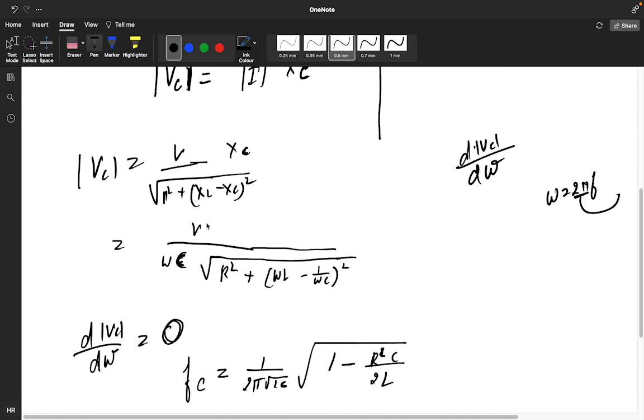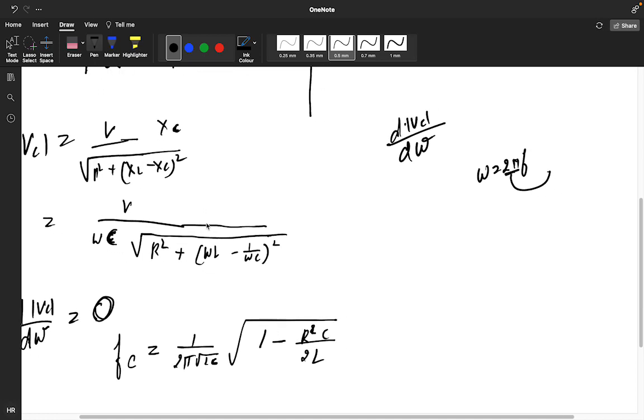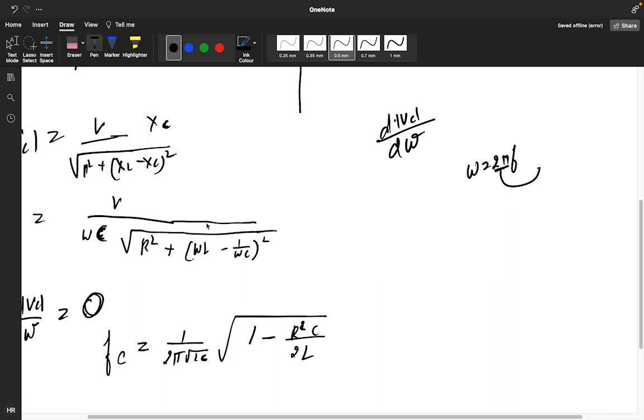And when you do the differentiation, what value will you get? So there is nothing else, so minus V will come, and the differentiation of this particular term, so C will come.